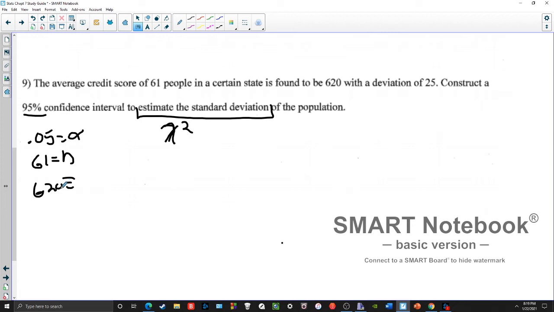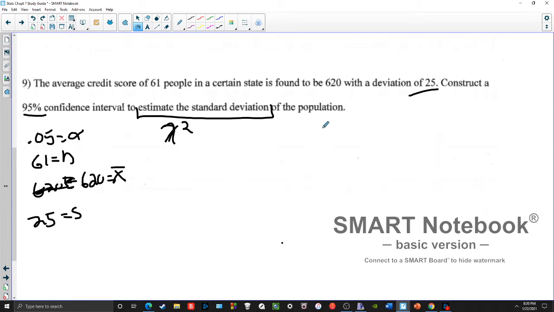And then my current standard deviation that I got from my sample is 25. 620 is equal to x bar. The reason I know that this is the sample deviation is because I'm trying to estimate the standard deviation of the population. So if it says a deviation of 25 and I'm trying to estimate the standard deviation of the population, I know that this is not it. Otherwise, I wouldn't need to be estimating. I'd have it. So that 25 there is the sample deviation, even though it's not directly said.